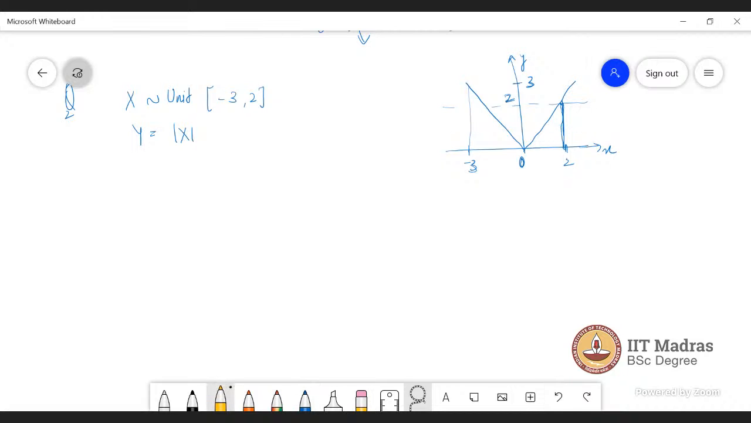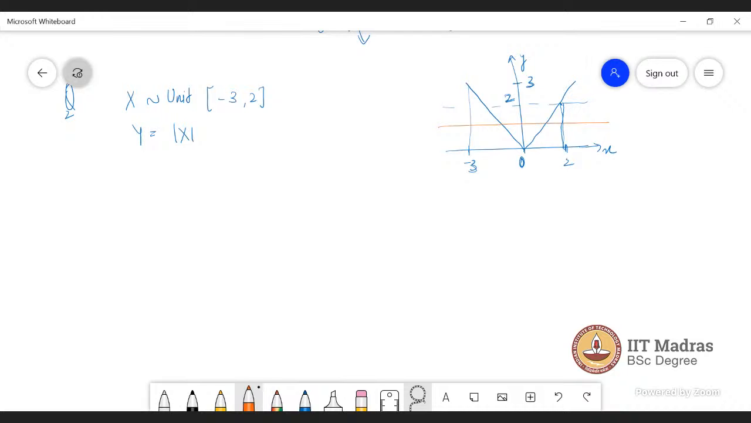How did this 3 come, ma'am? Value of y, maximum value 3? Because your function is defined as y equals mod x. Okay. So maximum value. Okay. So beyond 2, your y is 0.